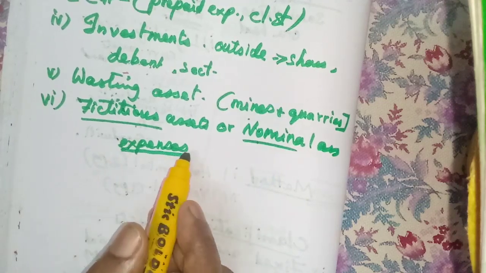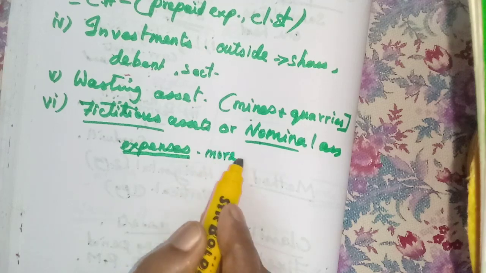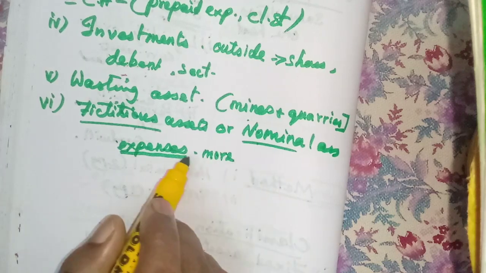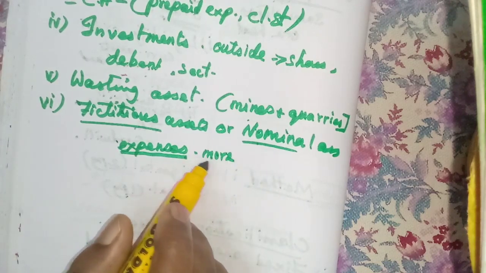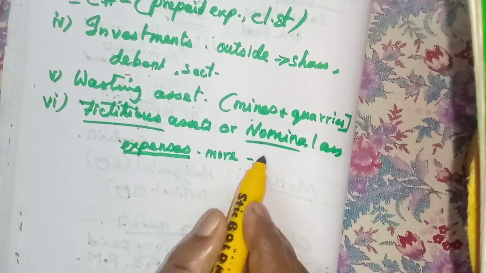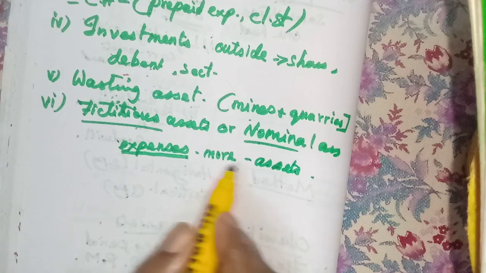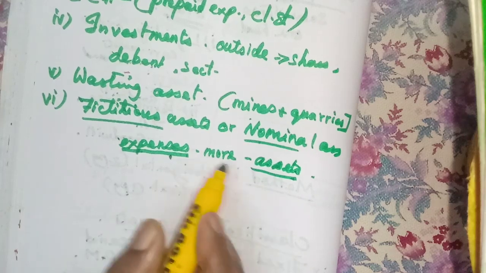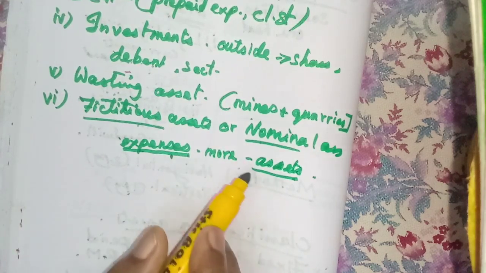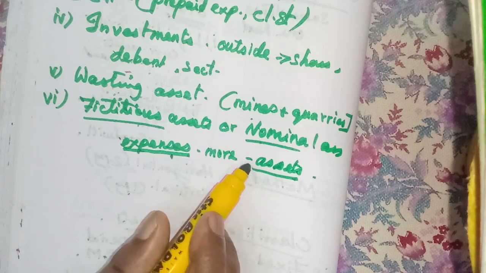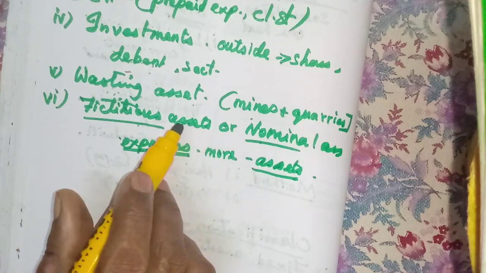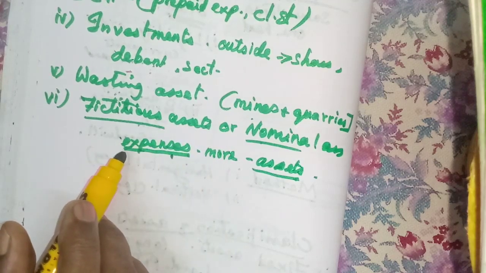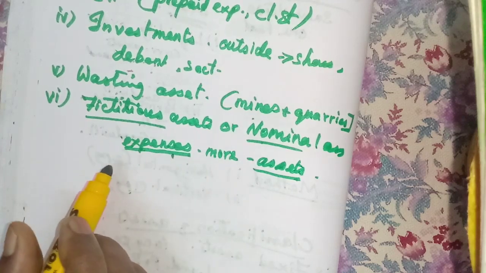It is an expense that we have spent, and in one year a portion of that expense will be used. The remaining expense will be shown on the asset side, because this expense shows a debit balance. So we should show it on the asset side till we have written it off fully. The remaining balance stays on the asset side. A portion will be written off in the profit and loss account. They are called fictitious assets or nominal assets.